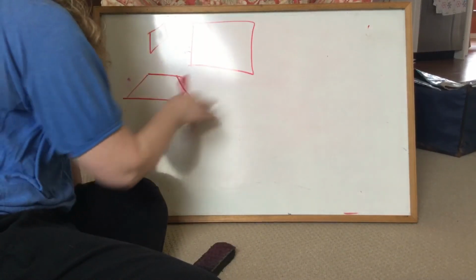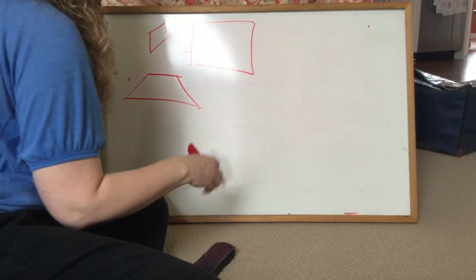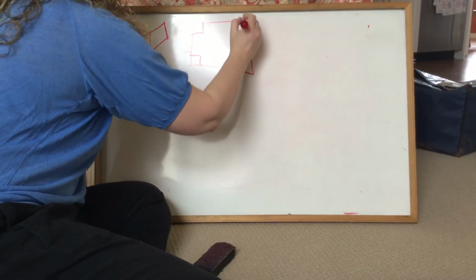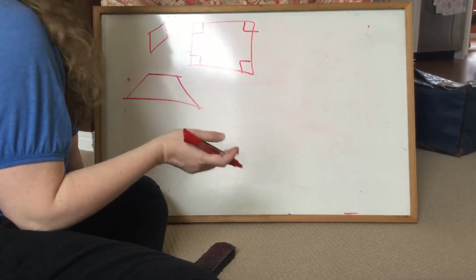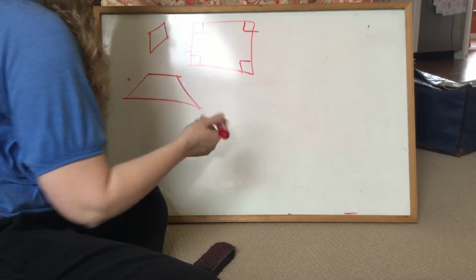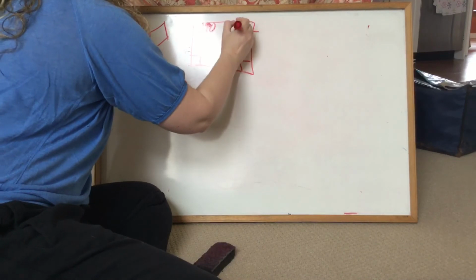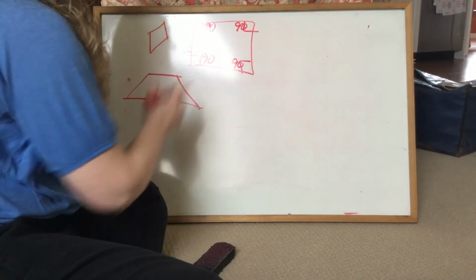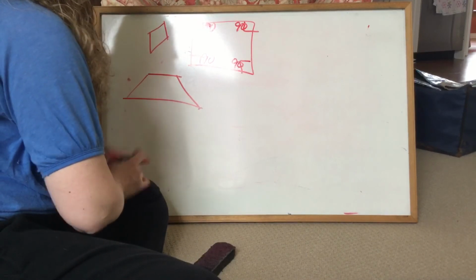But we're going to pretend it's a perfectly drawn rectangle. Now, what do we know about the corners of a rectangle or a square? Well, we know those four angles are right angles, which makes them 90 degrees. 90, 90, 90, 90. Well, what's 90 times 4? 360.